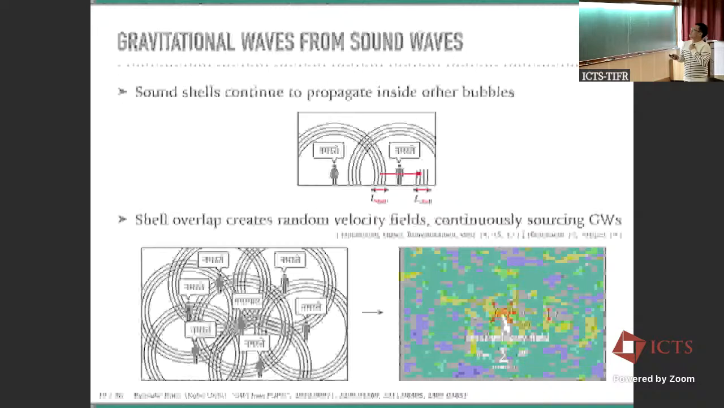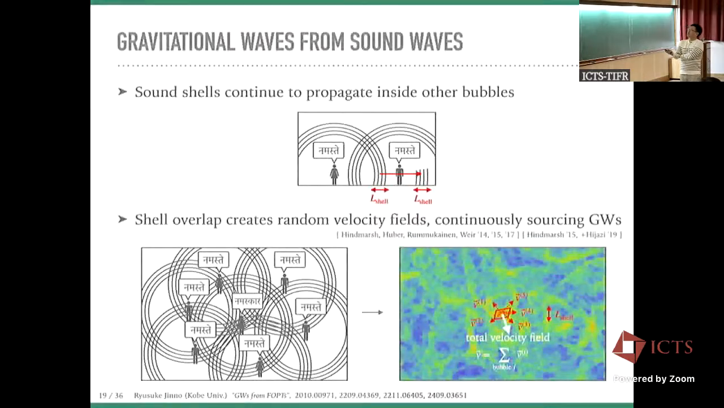So sound shell. This is the explanation for the gravitational wave production from sound waves. And the point is the sound shells. If I say hello and if you say hello, then sound waves continue to propagate without affecting each other. But if many people say hello at the same time, then the sound creates a random velocity field. These sound shells overlap with each other, and they create random velocity fields like this. And this random velocity field continuously sources gravitational waves.